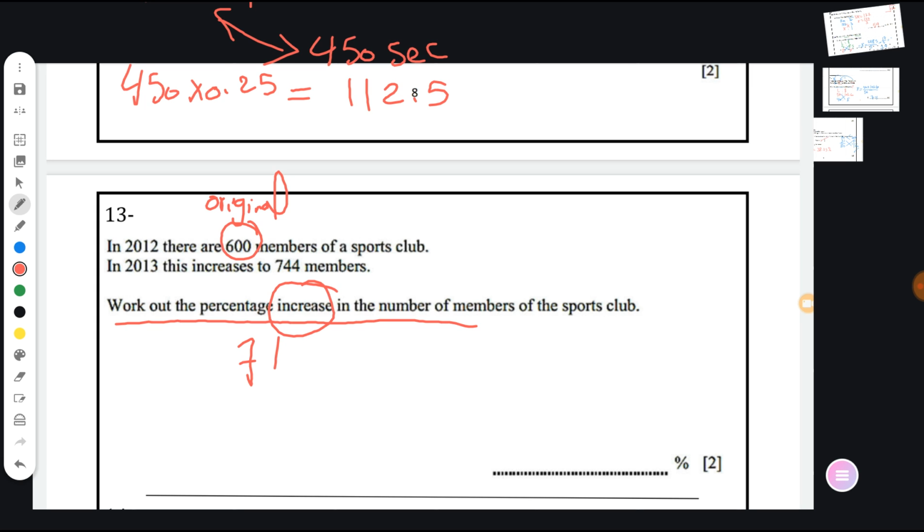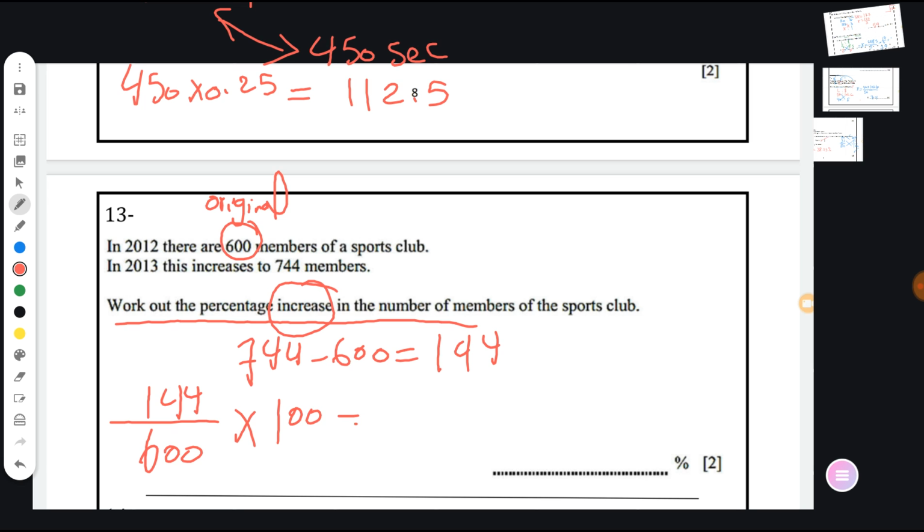So 744 minus 600 gives the amount of increase, which is 144. You divide 144 by the original number, which is 600, and multiply by 100 to find the percentage increase. Using your calculator, it gives 24 percent. And that's it for the percentage.